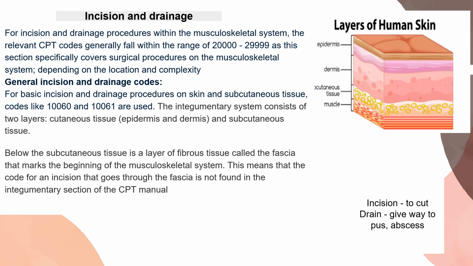But below the subcutaneous tissue, there is a layer of fibrous tissue called the fascia, and then you have the muscles and the bone. So when it reaches the fascia, it marks the beginning of the musculoskeletal system, and that means the incision that goes through the fascia is coded from the 20,000 series. So whenever you are attempting the question, please pay attention to the depth of the incision, because that will decide your code, whether it is a 10,000 or 20,000 series.